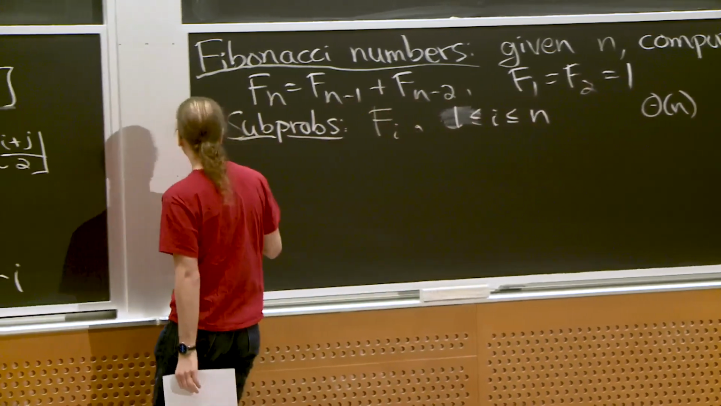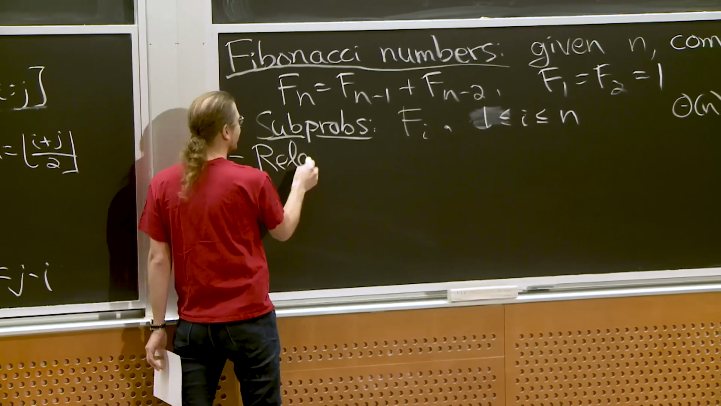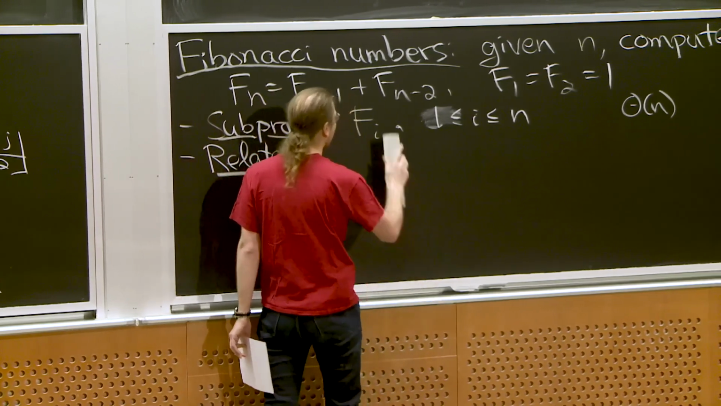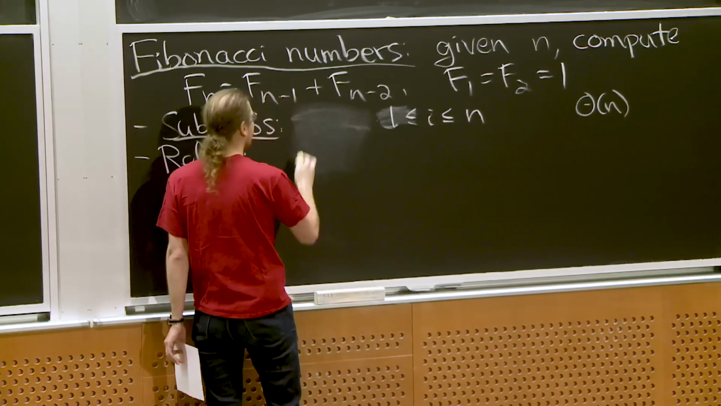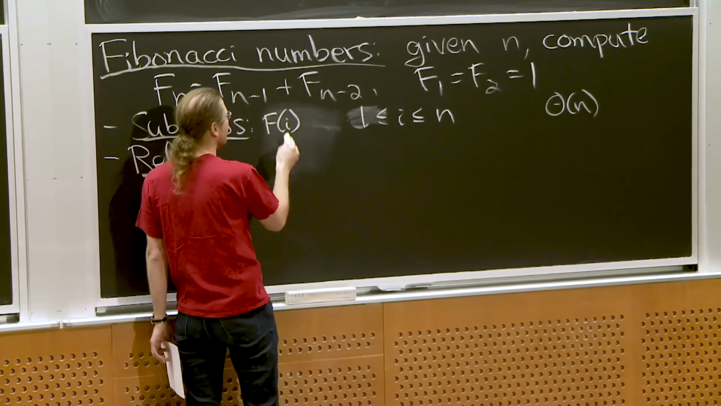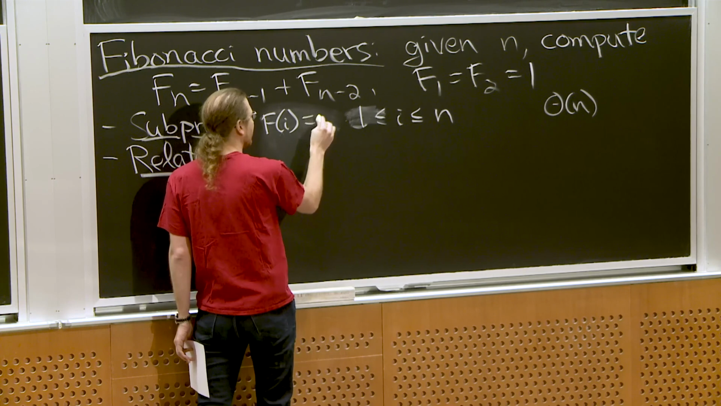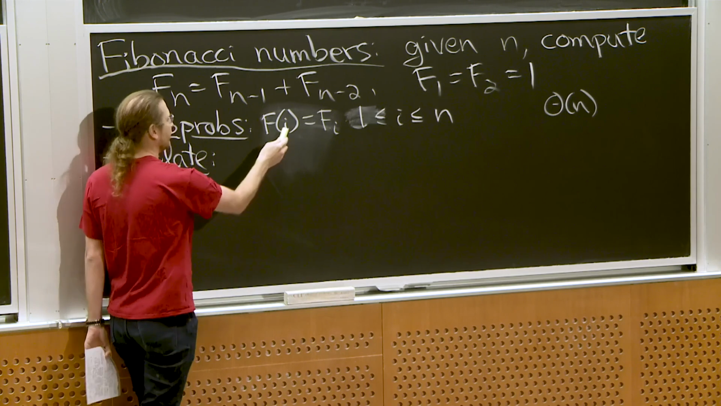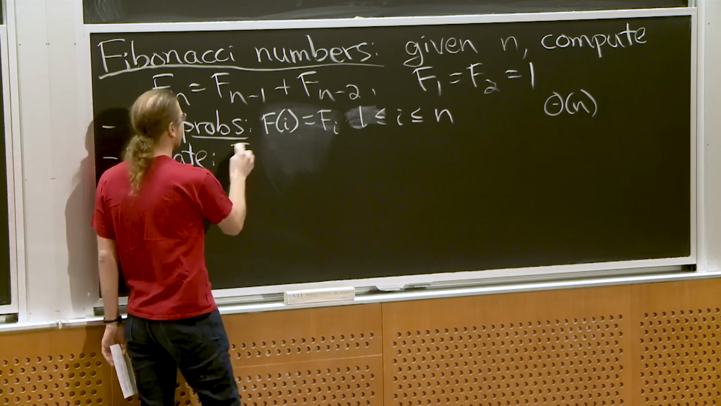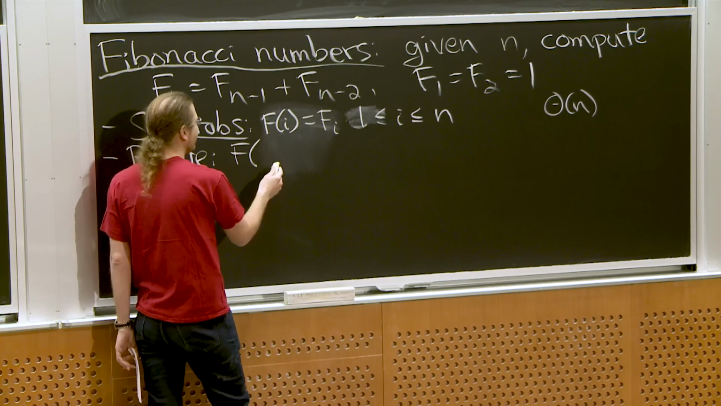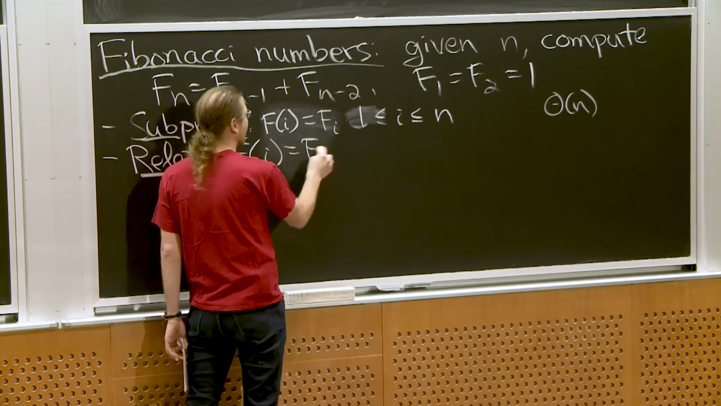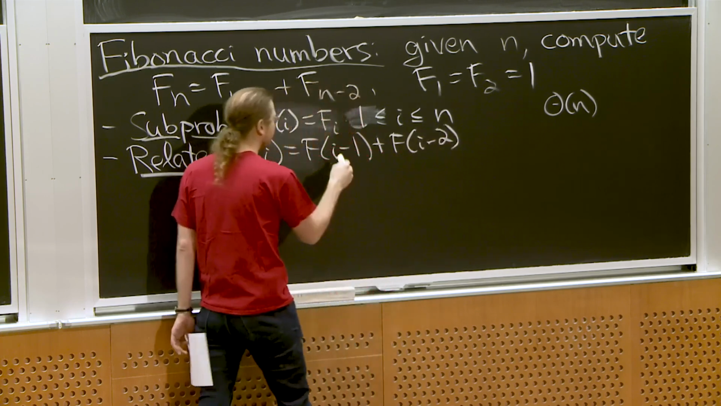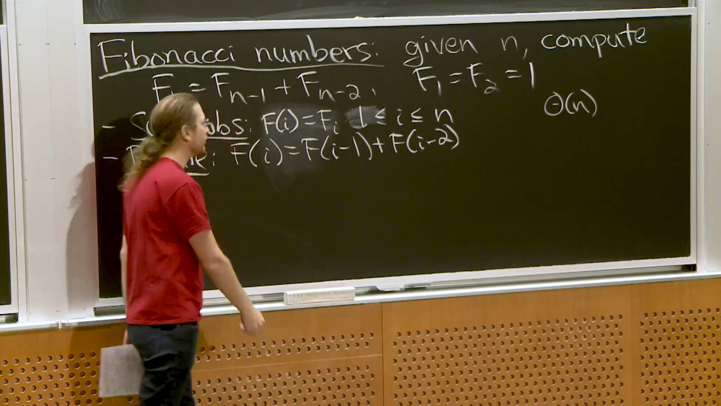Cool. Let's see. We want a relation between them. Well, just to distinguish the problems from the Fibonacci numbers, let me write f of i. This is a function, an algorithm we're going to define, and the goal we're trying to get is the ith Fibonacci number given i. And then we can write the recurrence relation on these: f of i equals f of i minus 1 plus f of i minus 2. So in other words, recursively compute those Fibonacci numbers, then add them together.